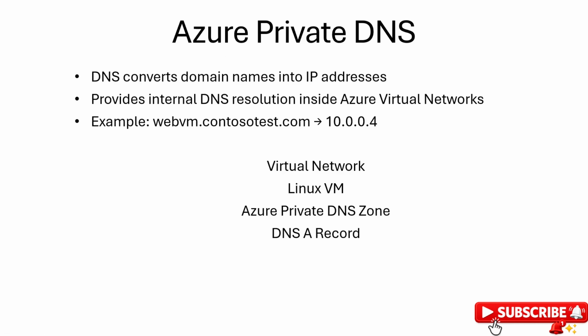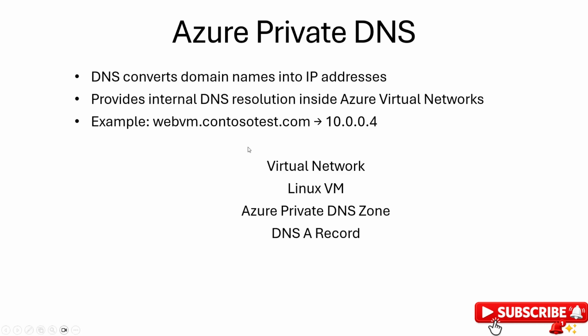Azure Private DNS allows you to create internal DNS records for resources inside your Azure Virtual Network. That means your virtual machines can resolve names like webvm.contoso.com to an IP address such as 10.0.0.4. And this resolution works only inside the virtual network.